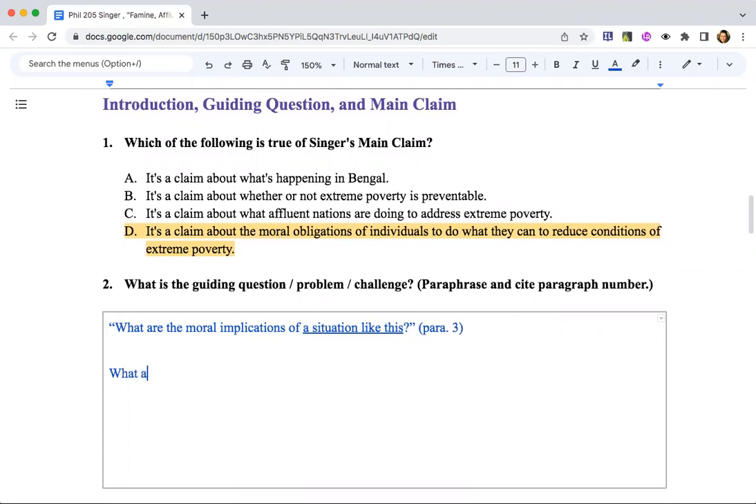Write this down in your box. What are the features of the Bengal situation that this example highlights, such that we're forced to ask moral questions? And there might be some like, it's in Bengal, or that is not a current name of a location, but that wouldn't be relevant for Singer's point. What are the relevant features of this situation that raise moral questions?